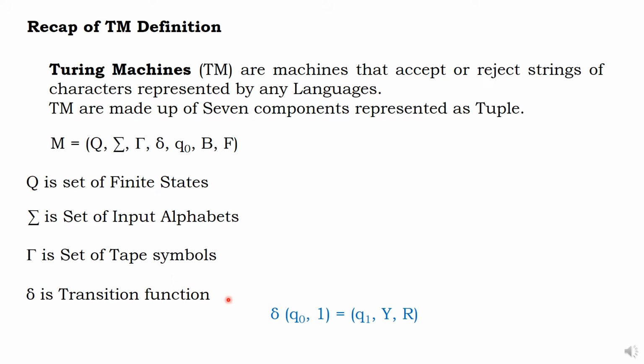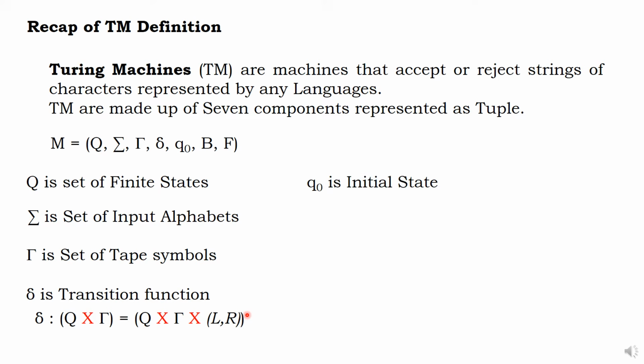One simple example I am saying. If it is 1 in the tape, you are replacing it by Y and then you are going to move right side. The head is moving right side. The state is changing from Q0 to Q1. In general, your state Q0, Q1 is called Q. The symbol in the tape is called 1. Later it becomes Y, which is called gamma. You can move right as well as left, so L, R. This is the generalized statement of the transition function.